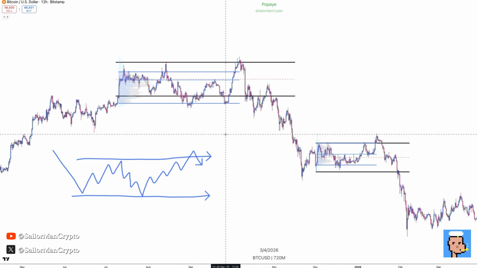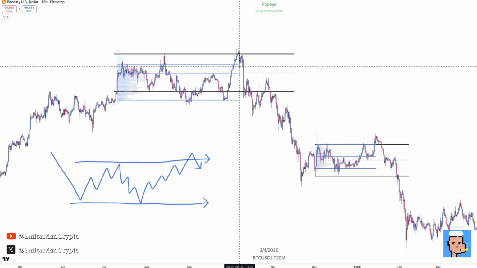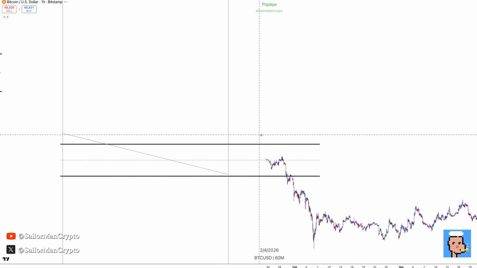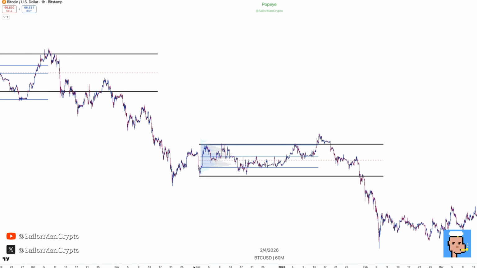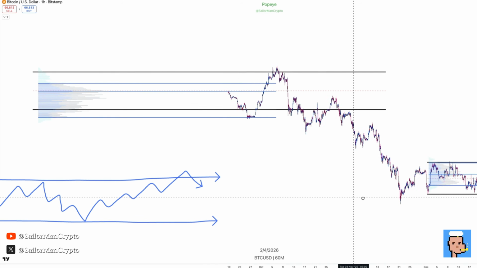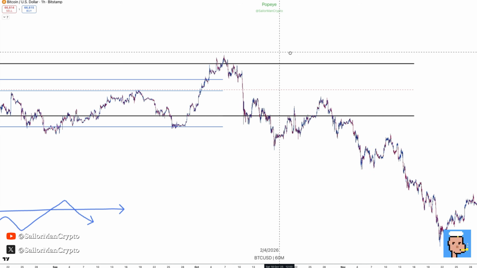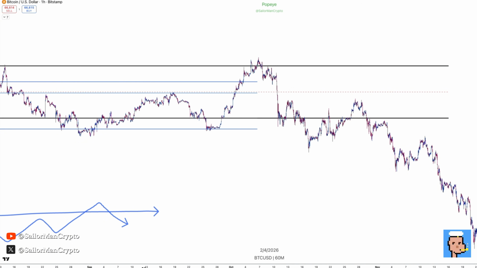So to show you some examples, you can see here, probably if we go on the 1 hour, this is probably the one that created the top of Bitcoin at 127, and I shorted this publicly. You can clearly see that Bitcoin is trading here in a bullish trend.